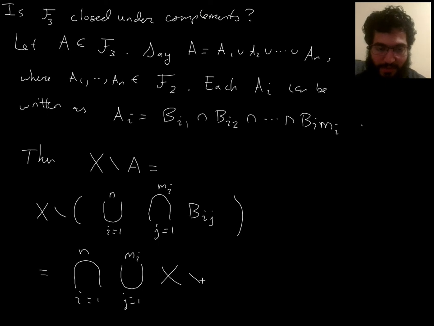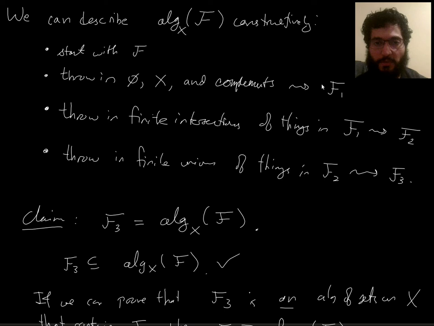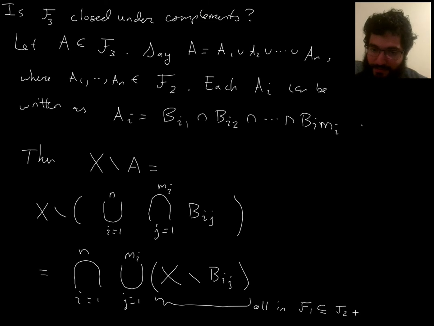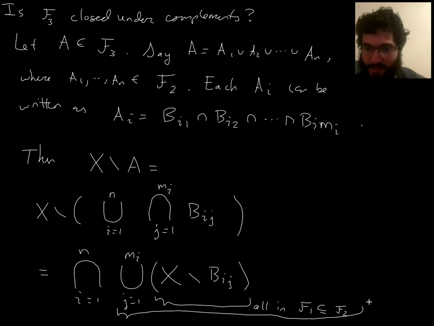And now we're taking complements of these individual Bij's. The individual Bij's are coming from F1, which is itself closed under complements, because it contains a bunch of stuff and the complements of all that stuff. So F1 is closed under complements, so these are definitely all in F1, and therefore they're all in F2, right? And so this thing is a union of things in F2, so it is in F3. F3 is the set of finite unions of things in F2. And so see what we've got? We've got a finite intersection of things that are in F3.